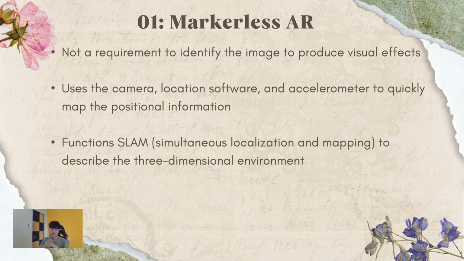Next is markerless AR. Markerless AR is different from marker-based AR because it does not require identifying an image to trigger visual effects, which means this kind of technology uses the camera, location software, and accelerometer to quickly map positional information. After that, it also uses SLAM. SLAM stands for simultaneous localization and mapping, to describe three-dimensional environments.